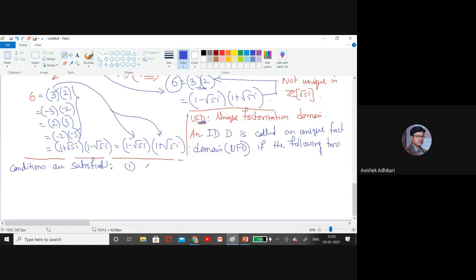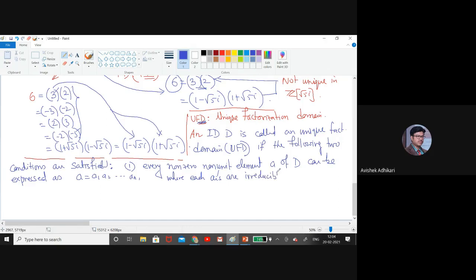every non-zero non-unit element a of D can be expressed as a equal to a1, a2, ..., an, where each ai is an irreducible element of D. That part is already there because it's a factorization domain.